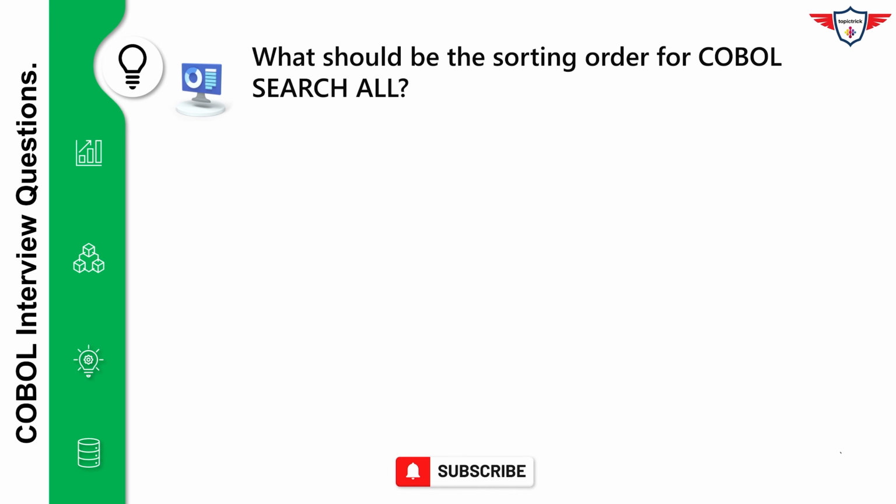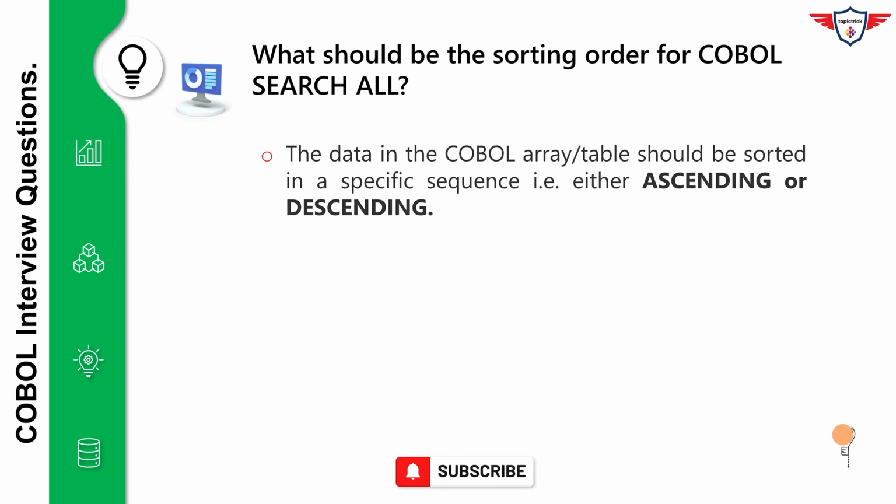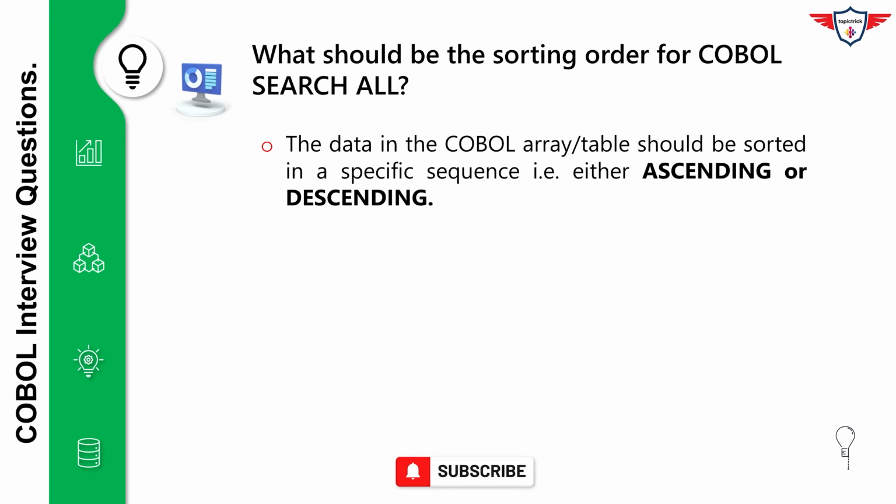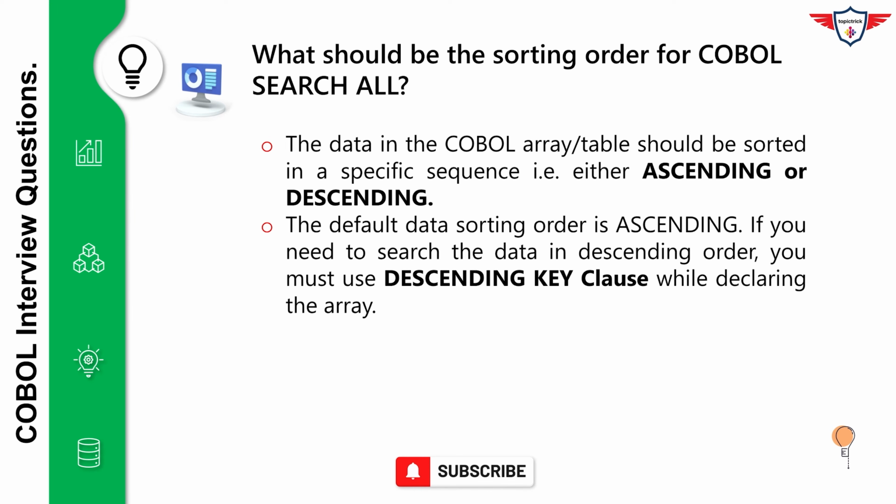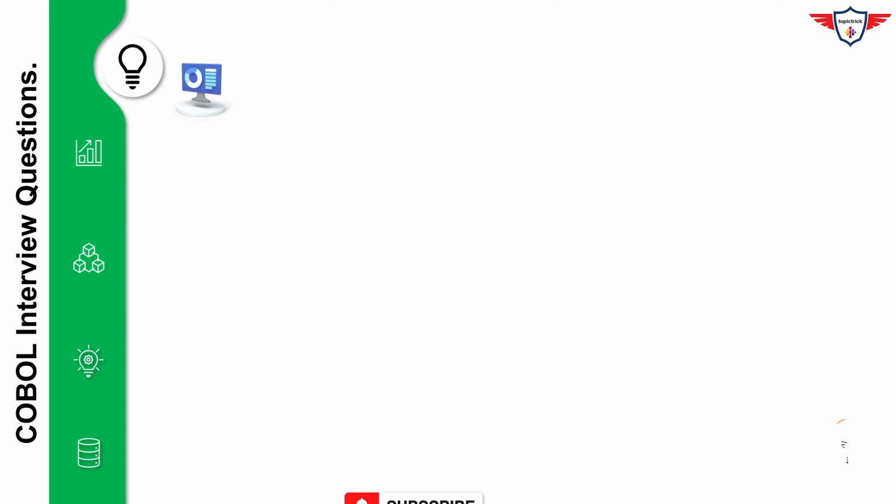What should be the sorting order for COBOL search all statement? The data in the COBOL array should be sorted in a specific sequence. That is, either ascending or descending. The default data sorting order is ascending. If you need to search the data in descending order, you must use descending key clause while declaring the array.